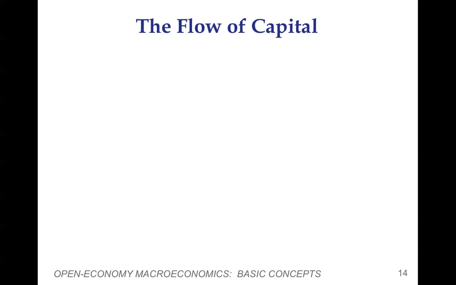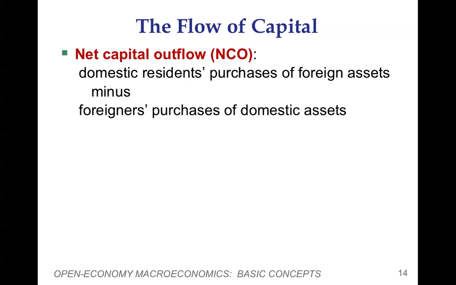Okay, this is our second section of Mankiw, Open Economy Macroeconomics, and now we're going to talk about the flow of capital. All right, net capital outflow: domestic residents' purchase of foreign assets minus foreign purchases of domestic assets. So that is capital going out from the domestic location.